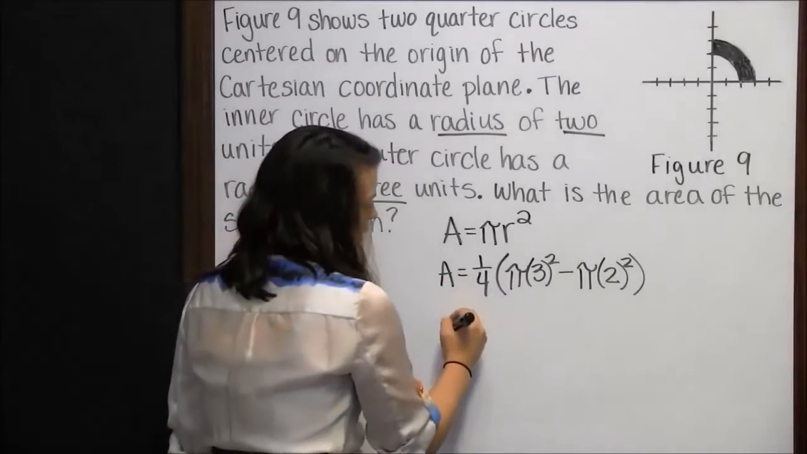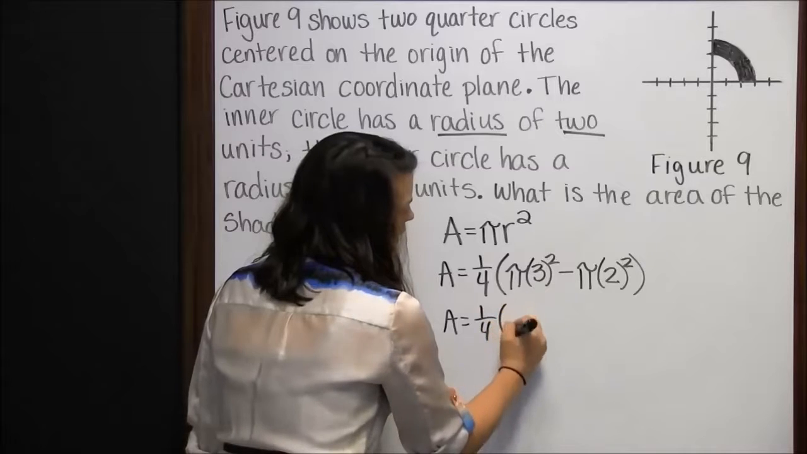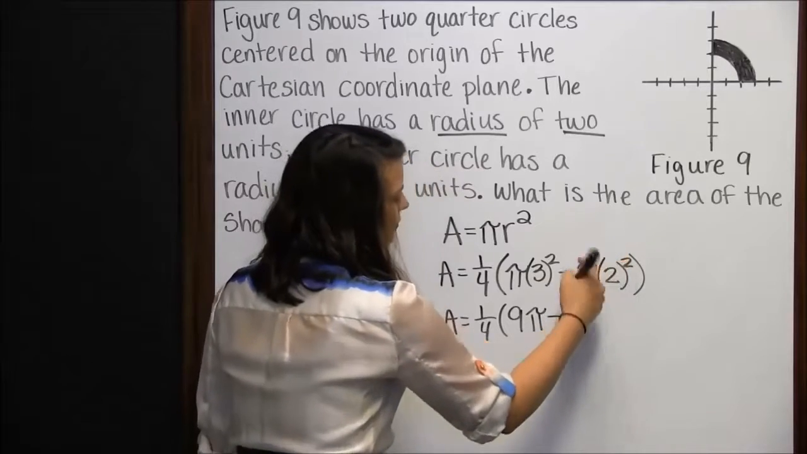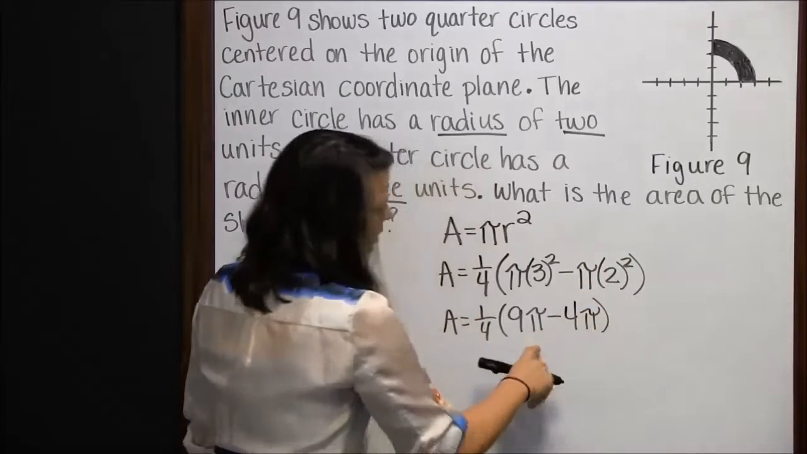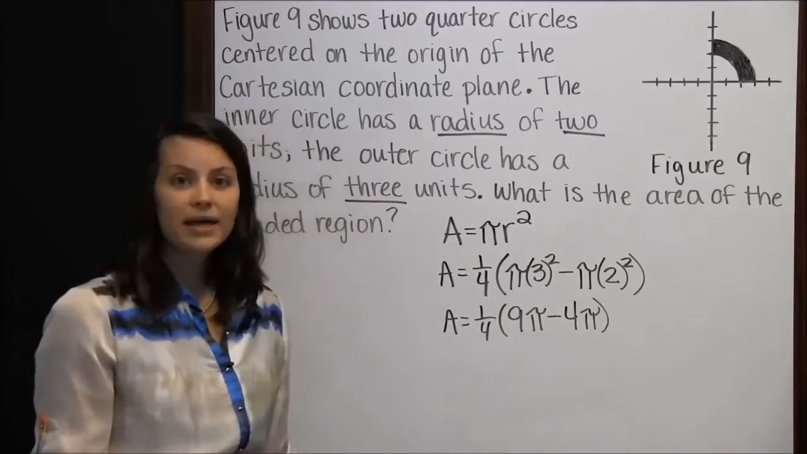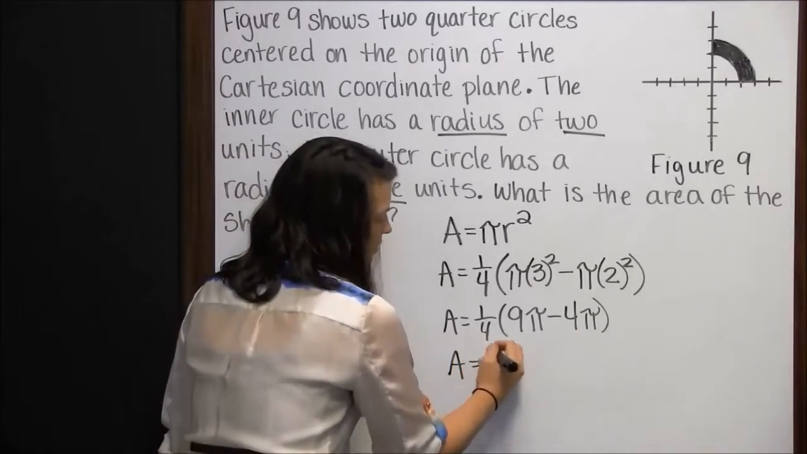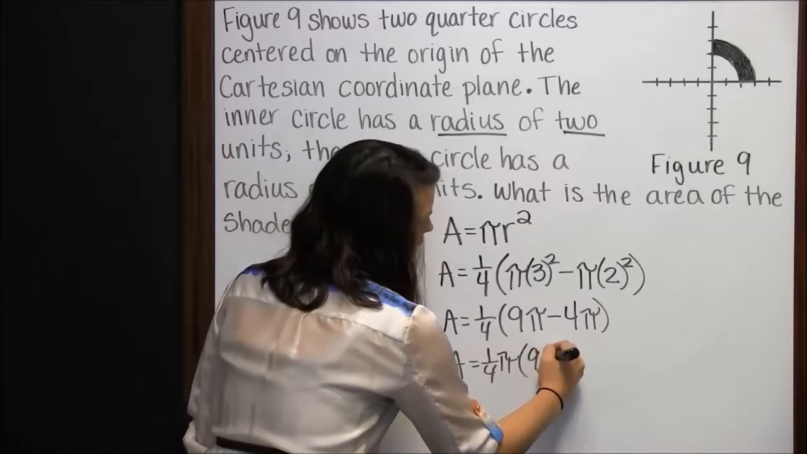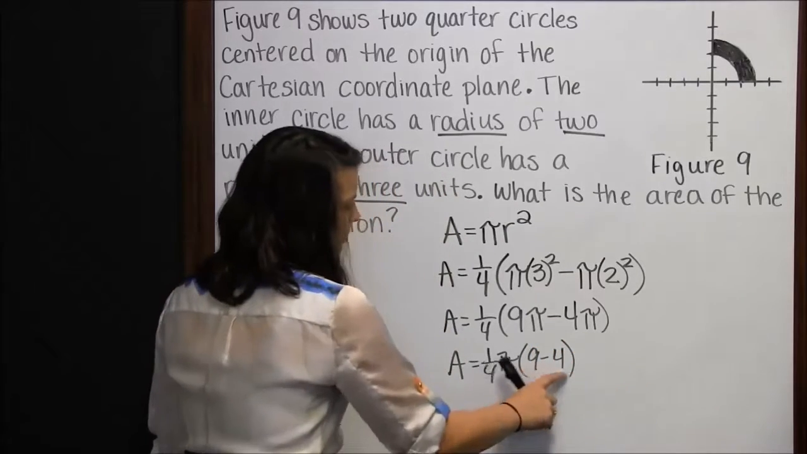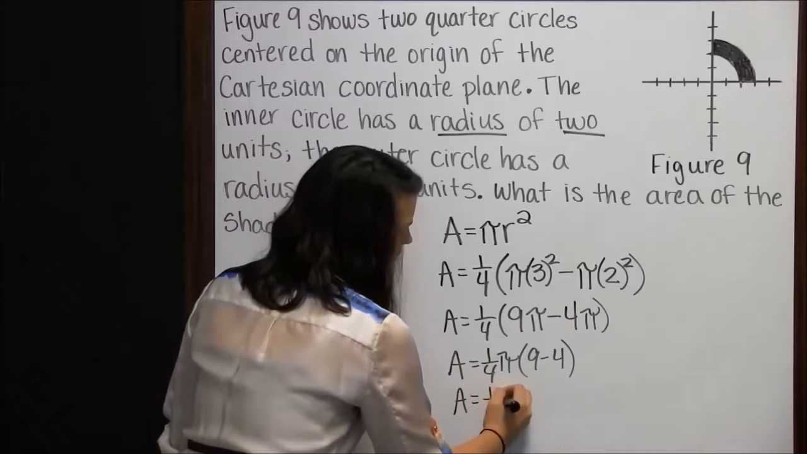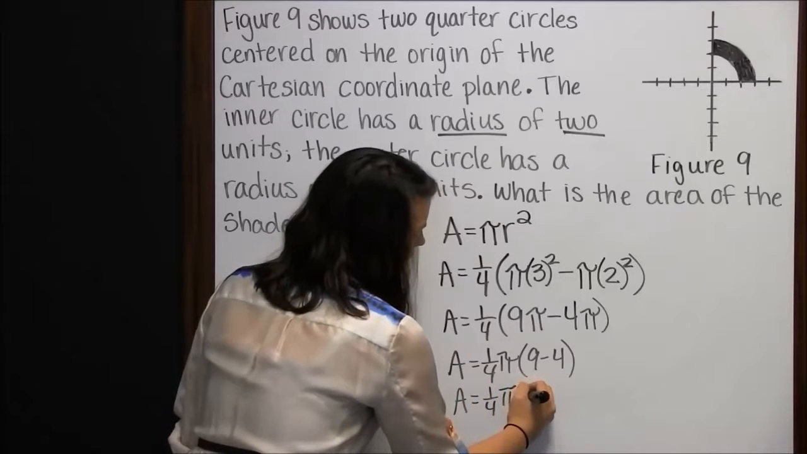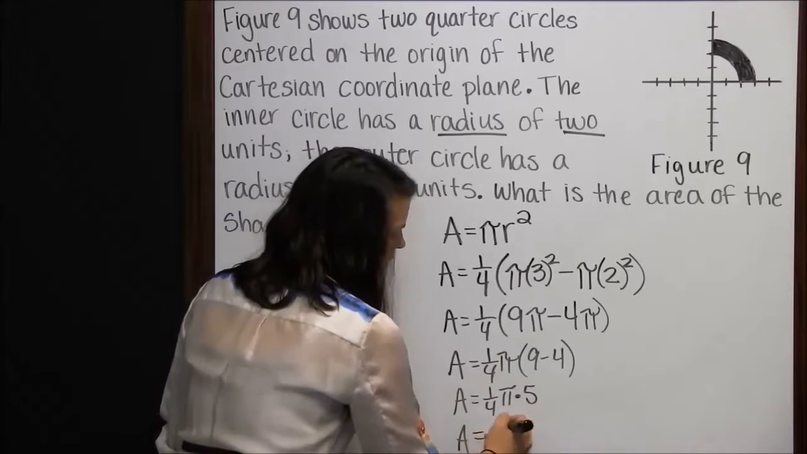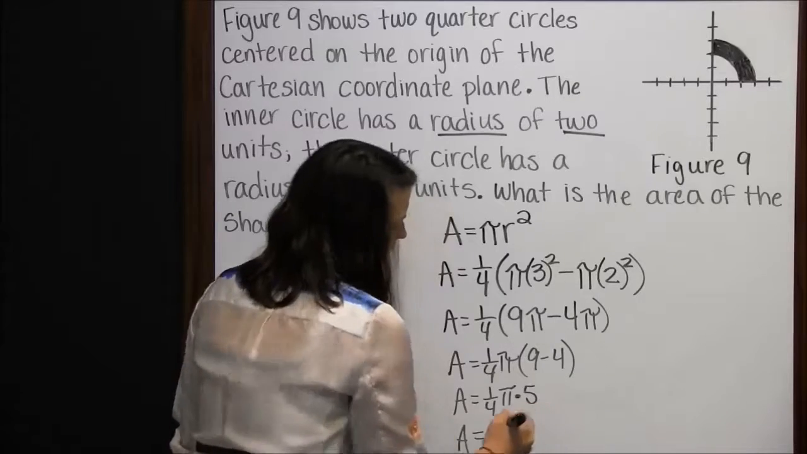And now let's simplify that. So we get area is a fourth of 3 squared is 9, so 9 pi, minus 2 squared is 4, so 4 pi. Now since each one of these terms has a pi in it, we can factor the pi out. So we get area equals a fourth pi times the quantity 9 minus 4. And then we can simplify 9 minus 4, so we have area equals a fourth pi times 5. And a fourth times 5 is 5 fourths, so that's 5 fourths pi.